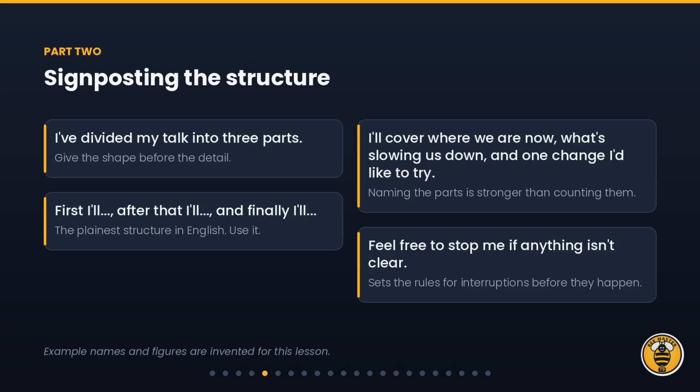Next, signposting. Give the shape before the detail. I've divided my talk into 3 parts. Better still, name them. I'll cover where we are now, what's slowing us down, and 1 change I'd like to try. And if you don't want to be interrupted halfway through, say so kindly. Feel free to stop me if anything isn't clear.